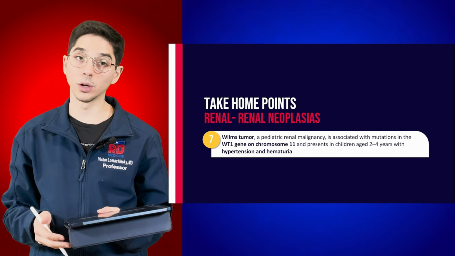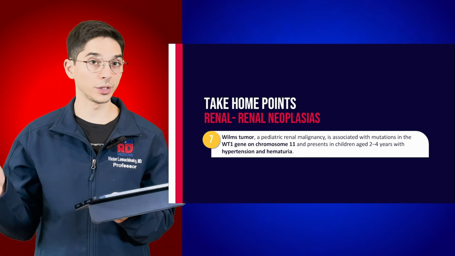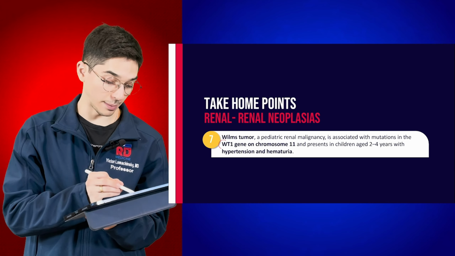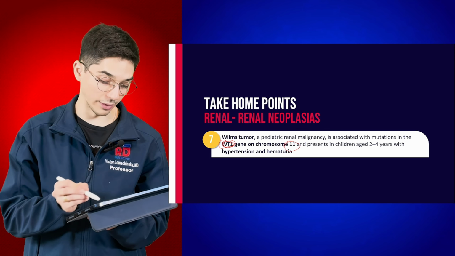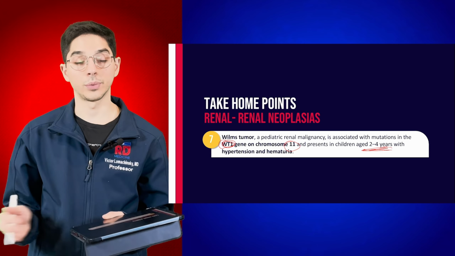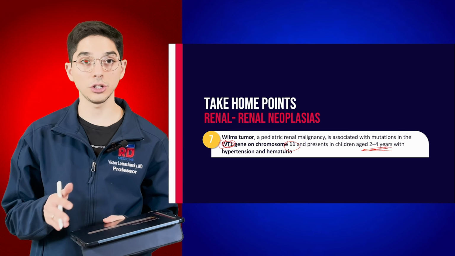Number 7, we spoke of Wilms tumor. Now we're looking at kids, right? We're looking at renal tumors in kids. Now, this is because of a mutation of the WT1 gene, which is on chromosome 11, and it presents in kids ages 2 to 4 years old. Presentation here would be hypertension and hematuria.